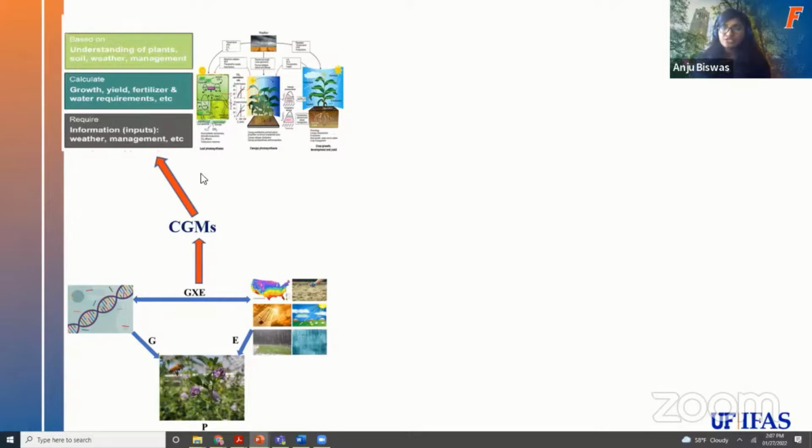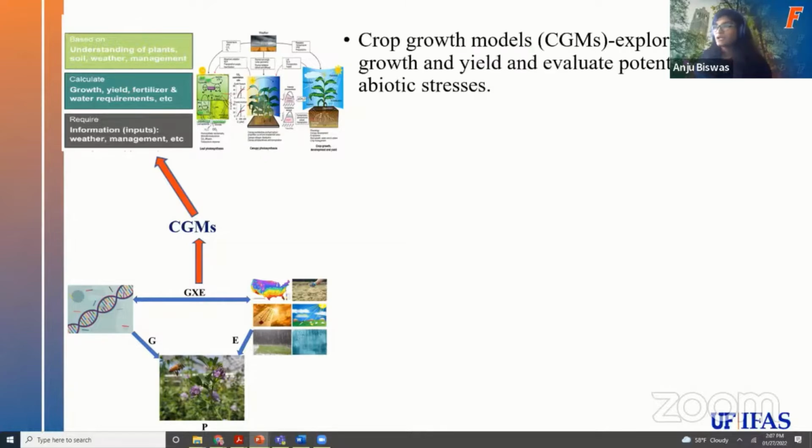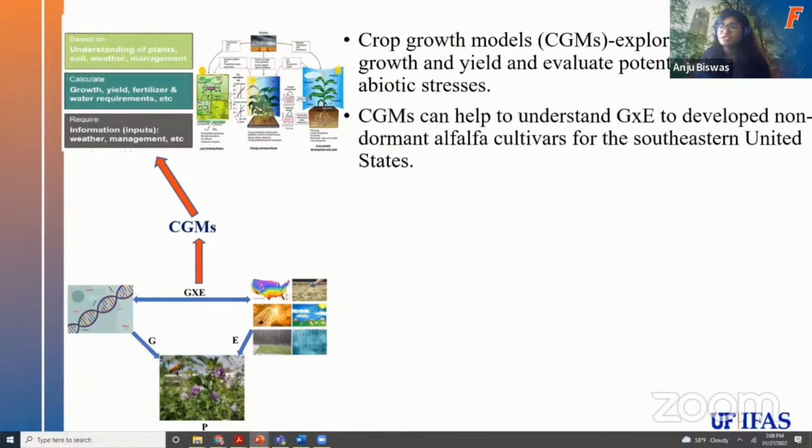And from that information, the crop growth model produces information regarding yield, growth, and also how much fertilizer you need in your crop growth period, also water requirement, etc. So a crop growth model can explore G by E interaction effect on growth and yield and evaluate potential adaptation to abiotic stresses. It can also help to understand G by E interaction to develop non-dormant alfalfa, which is our focus for the southeastern United States.